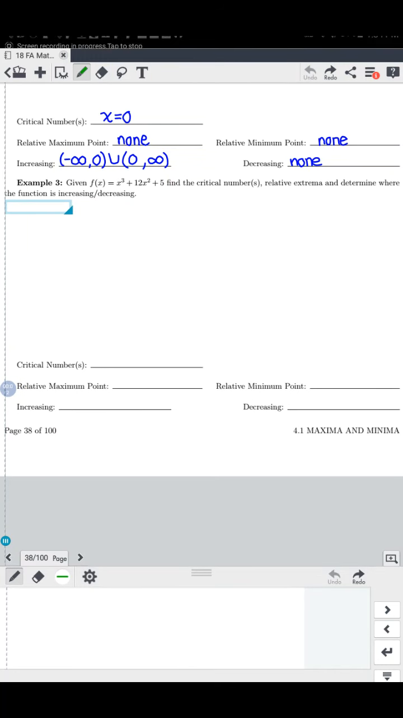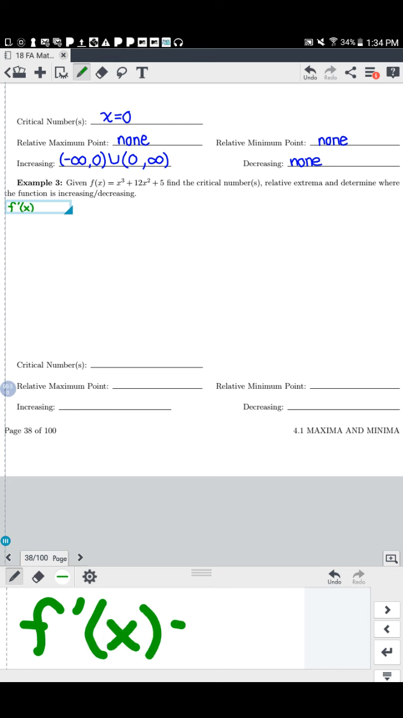Let's look at doing the same thing with example 3. We have our original function is f of x, which is x cubed plus 12x squared plus 5. And we want to find the critical numbers, relative extrema, and determine where the function is increasing and decreasing. So first step to doing all of these things would be to find the critical numbers. Even if it just said determine where it's increasing or decreasing, we couldn't do that without finding our critical numbers first.